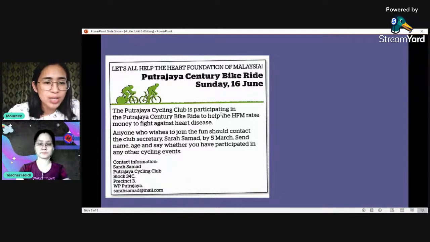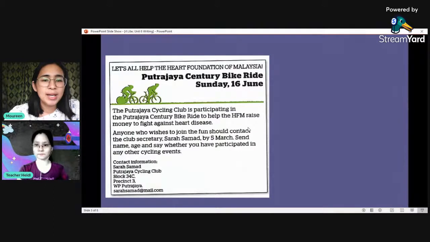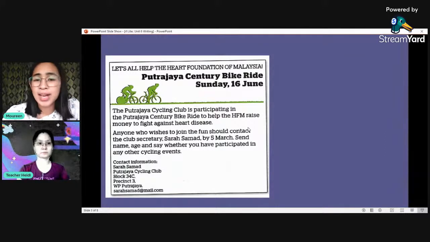If you look closely at the advertisement, this is organized by the Putrajaya Cycling Club to help the HFM. HFM here is the Heart Foundation of Malaysia, to raise money to fight against heart disease. According to the advertisement, if anyone wishes to join, they should contact the club secretary, Sarah Samad, by the 5th of March. The contact person, number, email, and address are given. So this is the announcement.